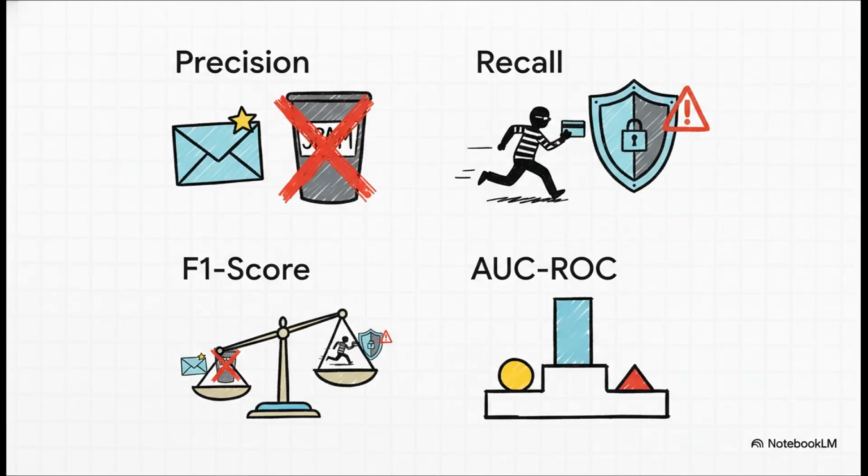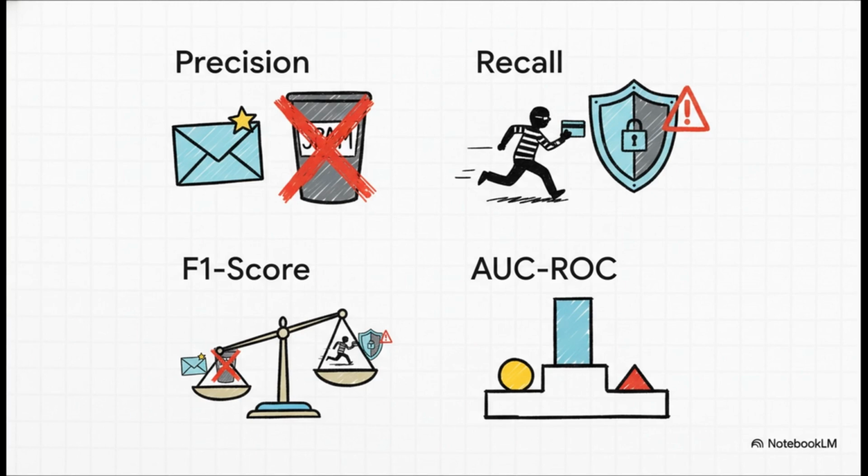So from that matrix, we get a bunch of really important metrics. Now, for your exam, the most important thing is knowing which one to use and when. Precision answers the question: of all the emails we called spam, how many were actually spam? You use it when a false positive is really, really bad, like accidentally flagging a job offer as spam.